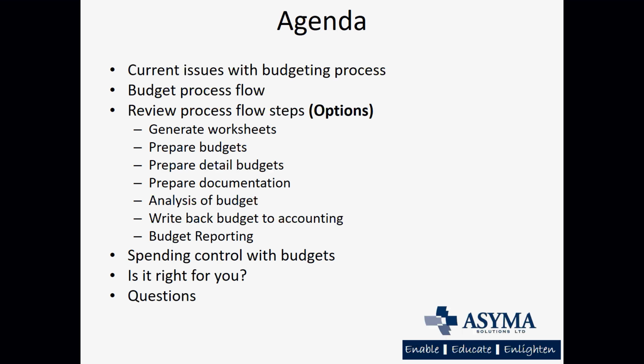process. Then we want to talk about the budget process flow and the steps involved. Then we're going to be going through some of the options and how you can use various optional automation type solutions to help with all of the processes. And then finishing off with spending controls and how to use budgets more effectively to help us run our businesses and organizations on a day-to-day basis. And then discussing, is it right for you, and the cost benefit of using these solutions and whether it makes sense for your organization or company.